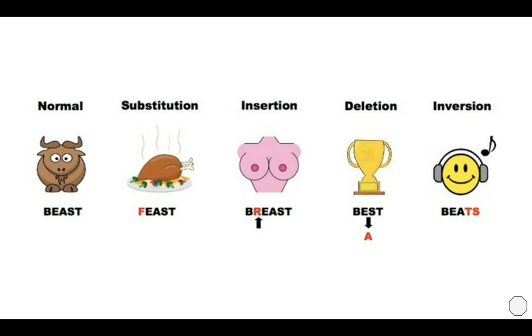So this here is just a fun little image to help you try to remember the different types of mutations that can occur due to changes in our base sequences. So we start off with our original DNA, which is our beast. We substitute the B for an F and it becomes a feast. We insert the letter R and our beast becomes breast. We delete the letter A and our beast becomes best. We invert the last two letters and our beast becomes beats.